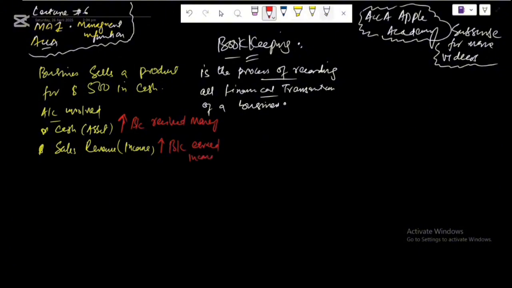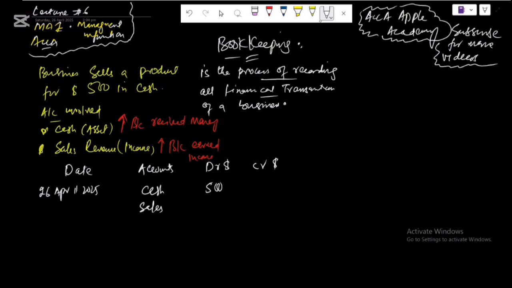Now, how will you represent this? You will have a date, then accounts, then a debit, and a credit. Let's say the transaction happened on 26 April 2025. Here you have cash, and the cash is 500 with a dollar sign, and your sales revenue will again be 500. So this is your double entry, and this is called bookkeeping.